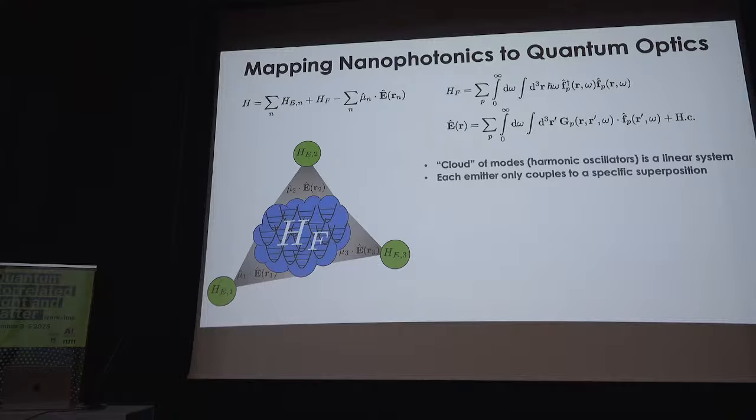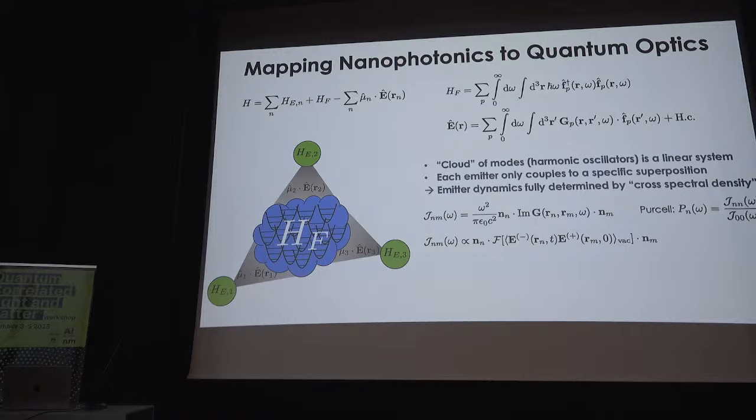And this emitter therefore only couples in reality to a specific combination of modes. What this actually means is that if I look into the dynamics of these emitters, it turns out that they're fully determined by now just the Green's function spectral density, the imaginary part, which is now just at the point of each emitter and each other emitter. So we don't need the Green's function everywhere in space, only between the positions of the emitters.